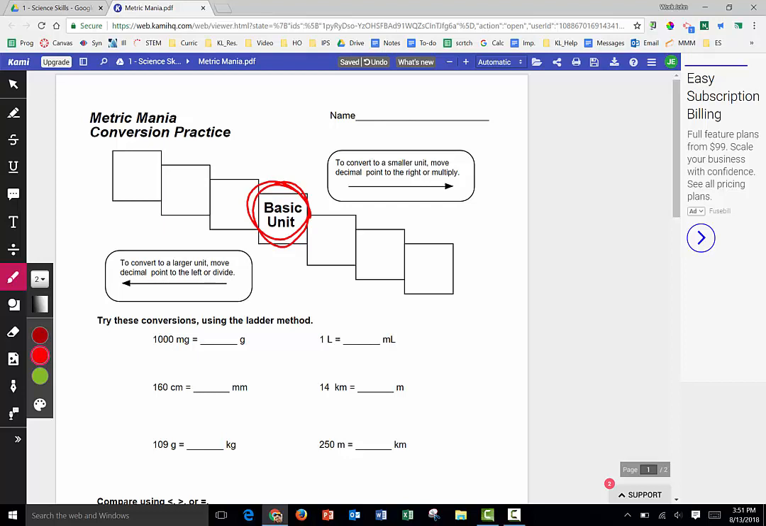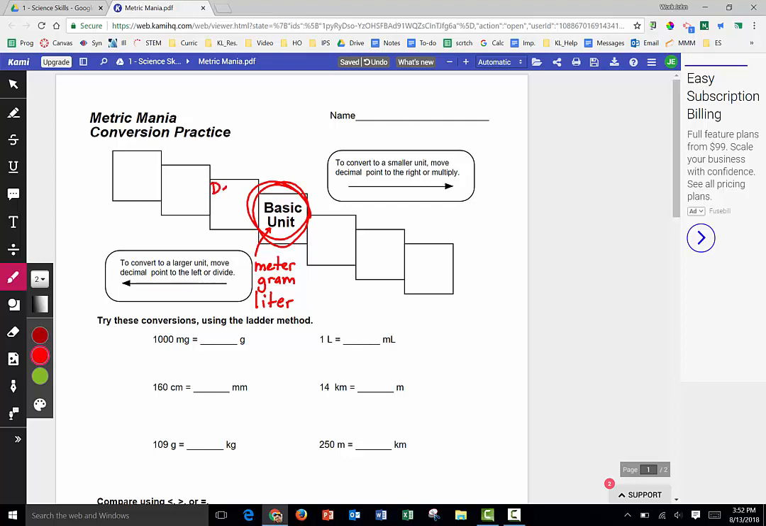First of all, let me define what they mean by basic unit. A basic unit would be something like the meter or the gram or maybe a liter. Now, oftentimes these basic units that we're using are just too big or too small to be useful. So if you had a whole bunch of meters, you might choose to put a prefix in front of the word meter to represent that.